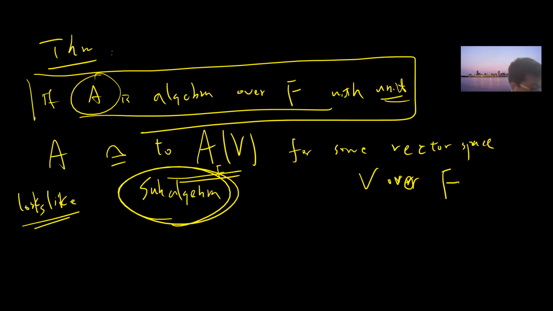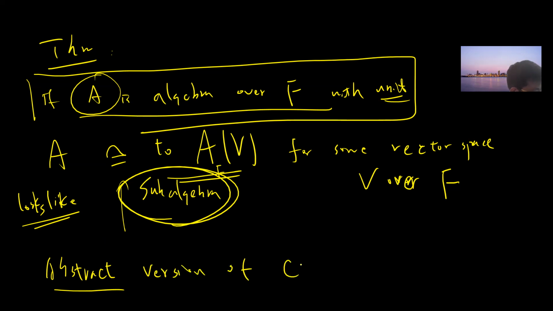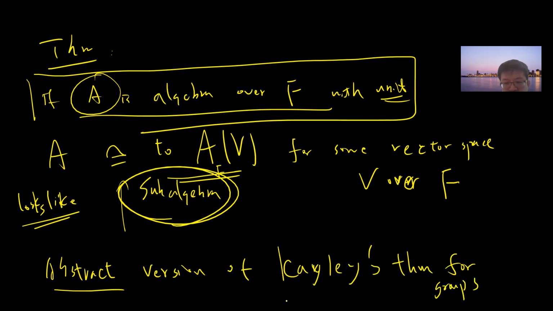By the way, I didn't define isomorphic in algebra. It just means that you can define a one-to-one linear transformation. If you learn enough mathematics, this should be viewed as an abstract version of, I think, Cayley's theorem for groups.